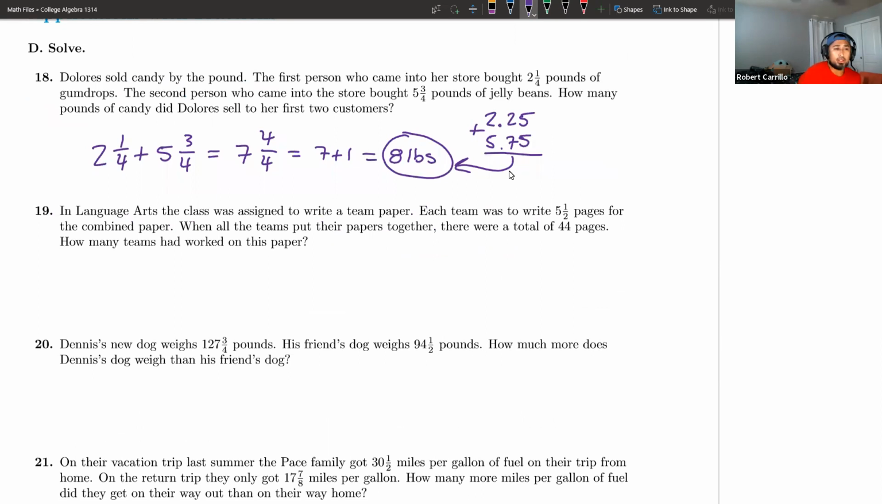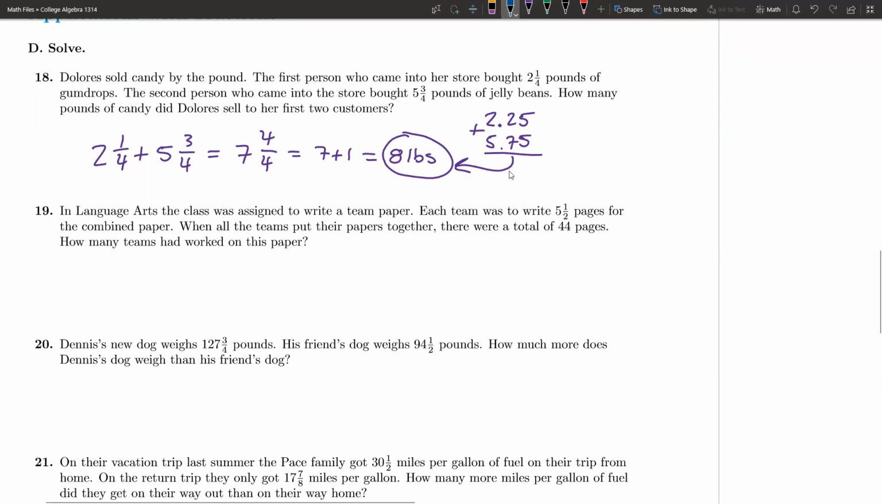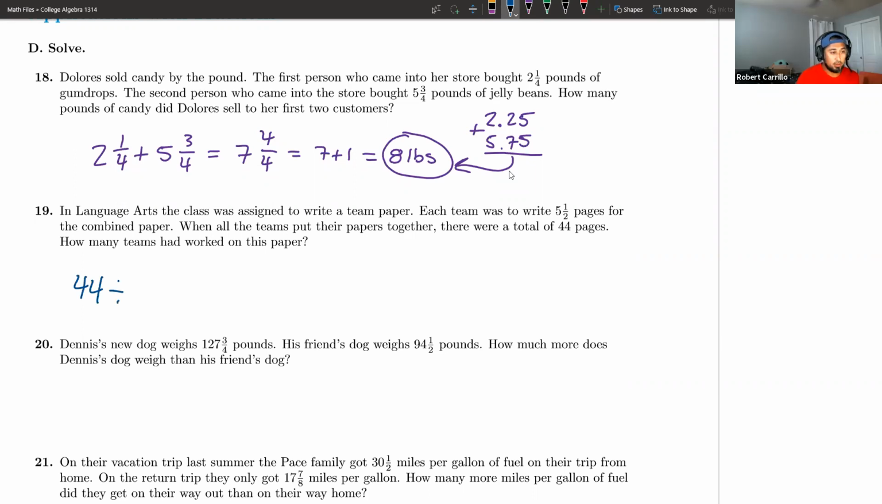Number 19. In language arts, the class was assigned to write a team paper. Each team was to write 5.5 pages for the combined paper. When all the teams put their papers together, there were a total of 44 pages. How many teams had worked on this paper? What operation would this be? Division, good. So it would be 44 divided by 5.5.